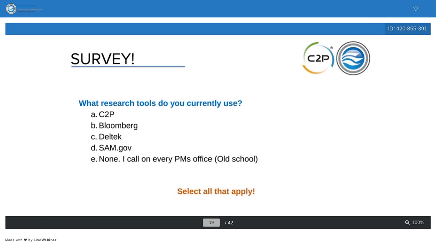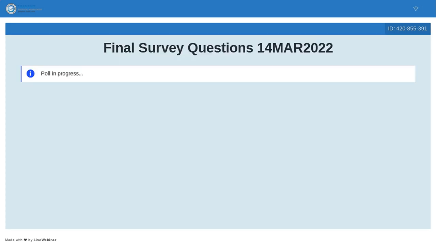Okay, so we have another survey here. This survey is: which research tools do you currently use? Do you use C2P, Capture to Proposal, Bloomberg, Deltek, or SAM.gov or other government sites? Or none, you just call all of the project manager offices and go the old school route. So nobody's going old school. Everybody's at least using one of the tools. That's all right. I like that.